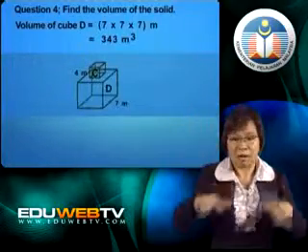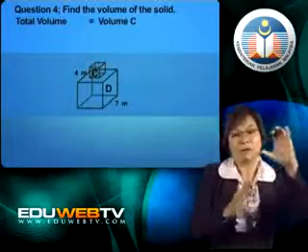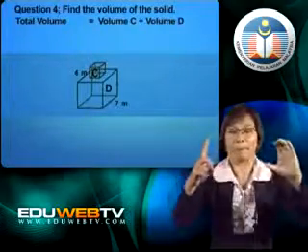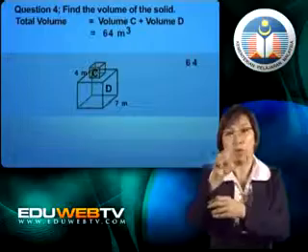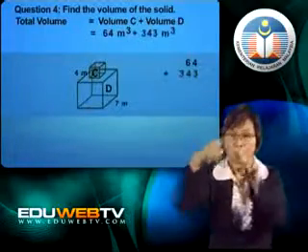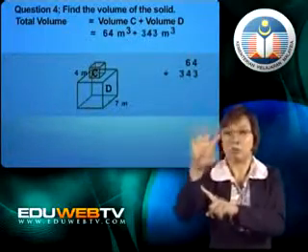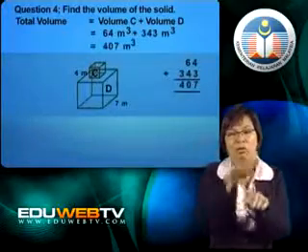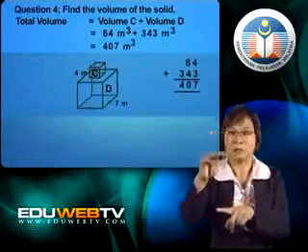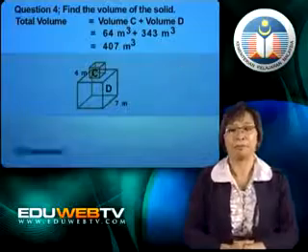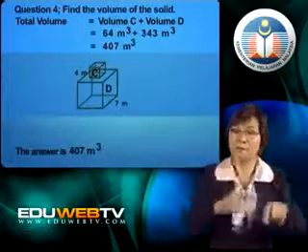Let's add up the volume of cube C and the volume of cube D to get the total volume. 64 meters cubed plus 343 meters cubed equals 407 meters cubed. The answer is 407 meters cubed.